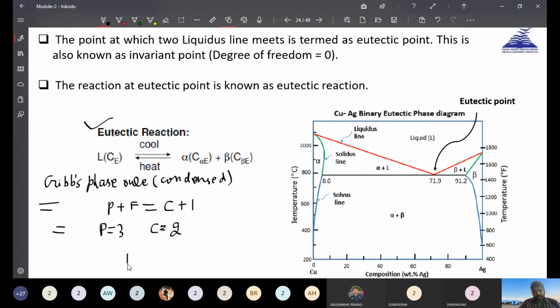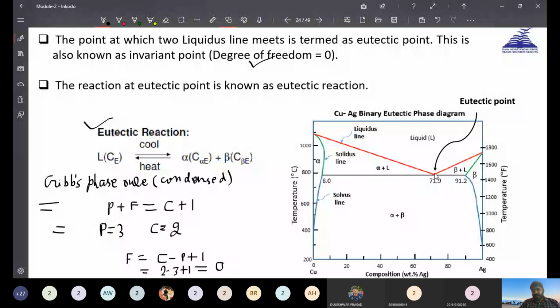So we'll find that, you can write this equation as F is equal to C minus P plus 1. See here, 2 minus 3 plus 1. So you can see here, from here you can say that degree of freedom is 0. So whatever I have written over here, degree of freedom is 0. So I have shown you how this degree of freedom is 0.